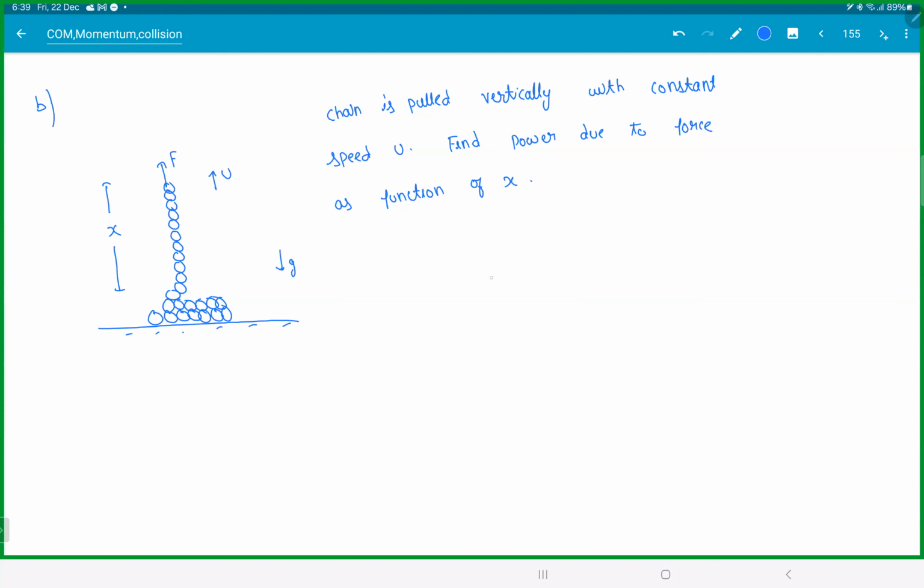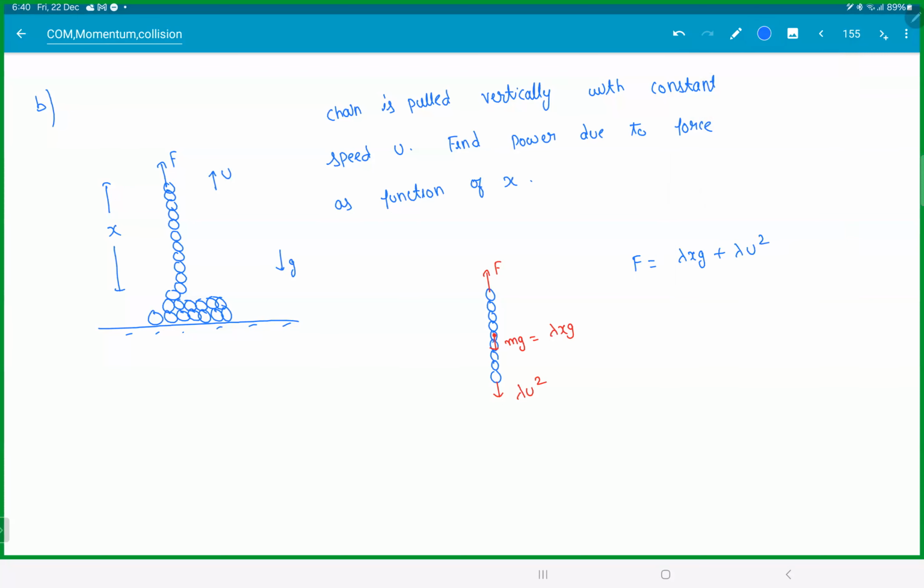So if you draw the FBD of this chain, you're pulling with F, and the chain's own weight is mg, which is lambda xg. And remember, whenever you want to pull the chain out of the heap, you have to give lambda u square. This is always there. This is the thing people forget. To pull the chain out of the heap, the heap will pull you back with lambda u square. This we did in the previous problem. So this force is lambda xg plus lambda u square.